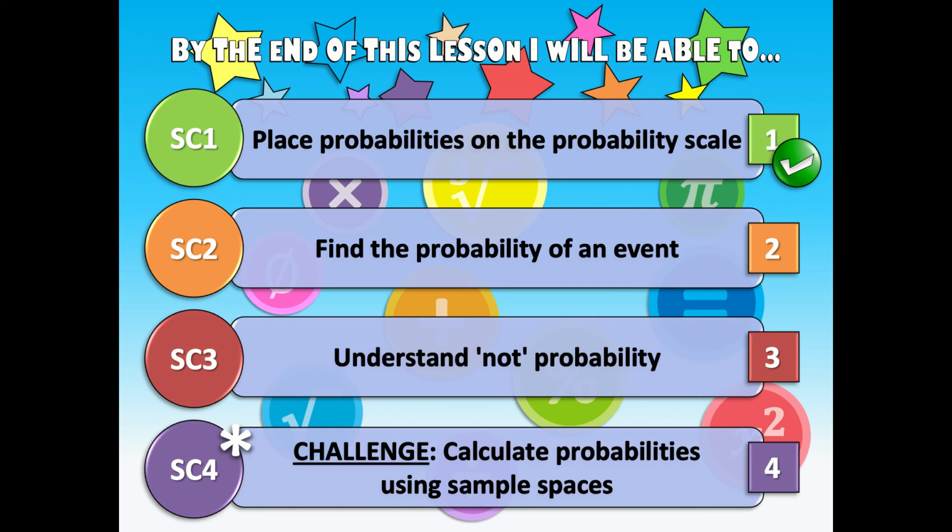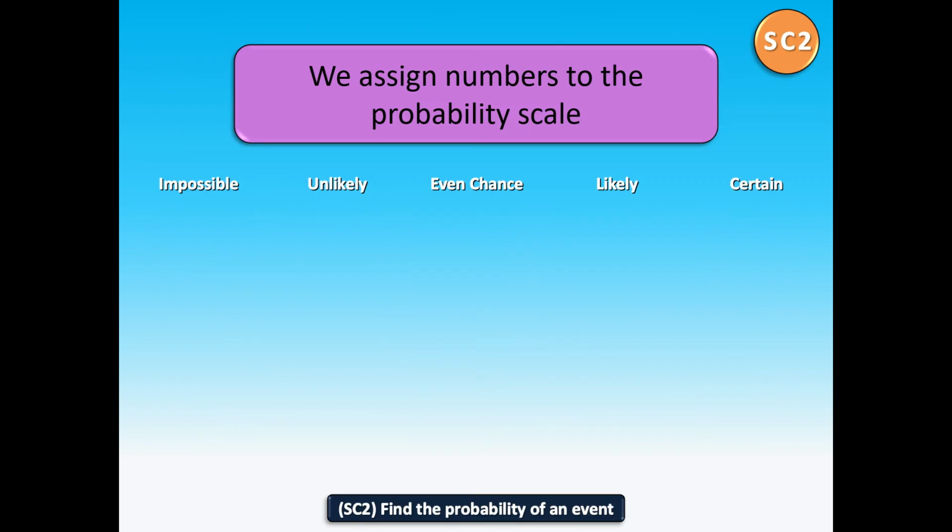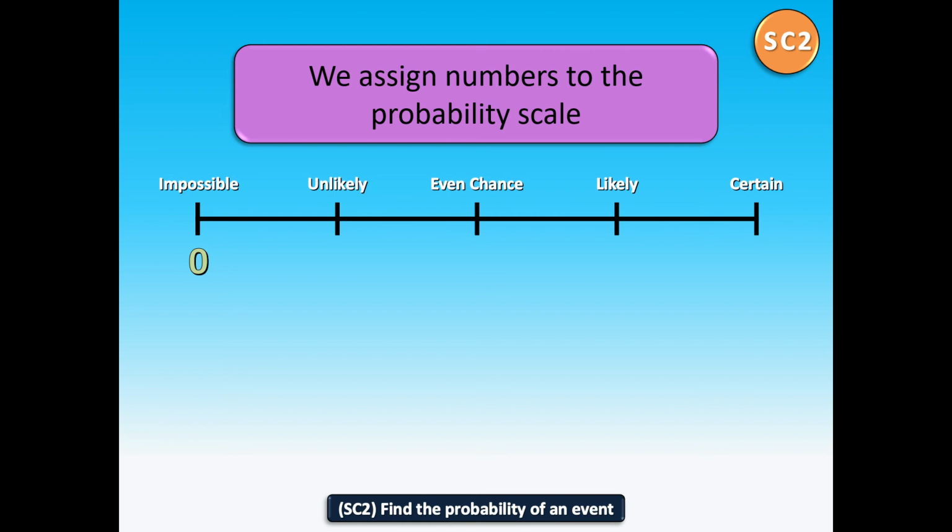So that's success criteria 1 done. So now we're going to move on to number 2, and we want to find the probability of an event. So we can assign numbers to this probability scale. Impossible has 0 chance of happening, and certain has 1. So all probability is out of 1.